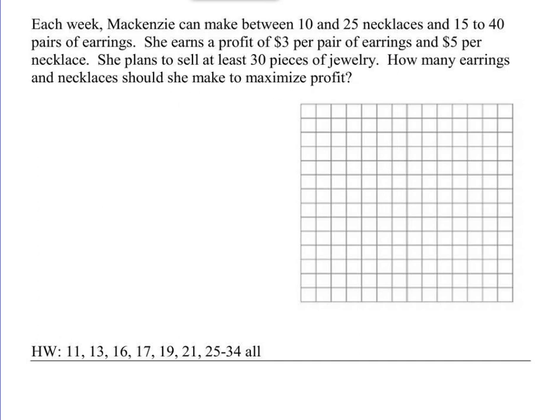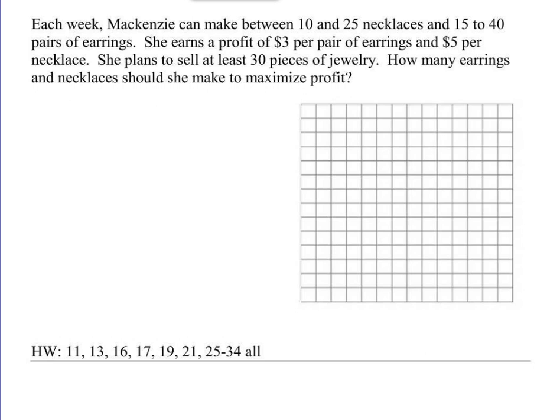One last problem in linear programming, and then we'll call it quits. Each week, Mackenzie can make between 10 and 15 necklaces, 15 to 40 pairs of earrings. She earns a profit of $3 per pair of earrings, $5 per necklace. She plans to sell at least 30 pieces of jewelry. How many earrings and necklaces should she make to maximize her profit?